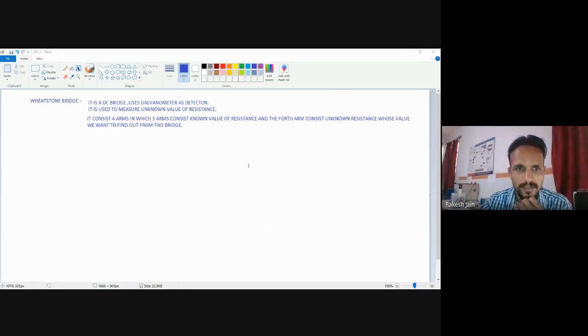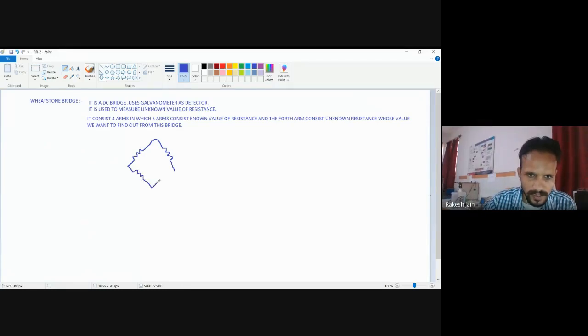Okay, now what is the circuit diagram for a Wheatstone bridge? See very carefully. First of all, it consists of four arms. One arm is this one, in which one resistor is connected. The second arm is this one, in which the second resistance is connected. The third arm is this one, in which one more resistance is connected. And the fourth arm is this one, in which the unknown resistance is connected.